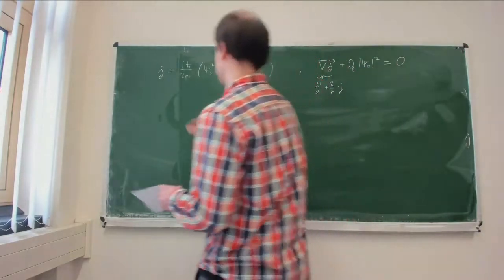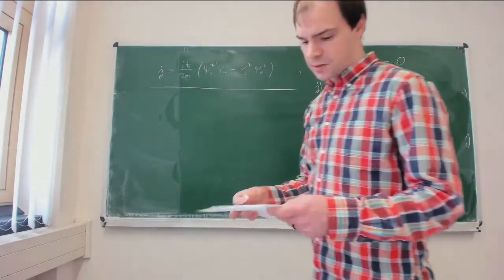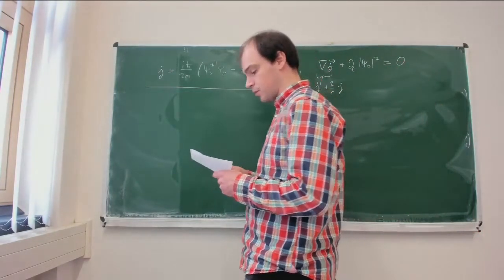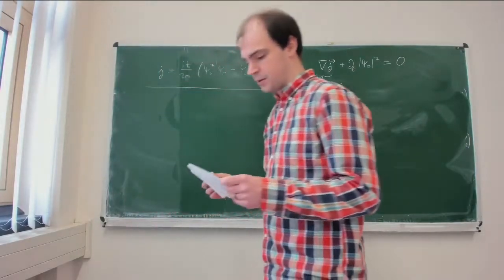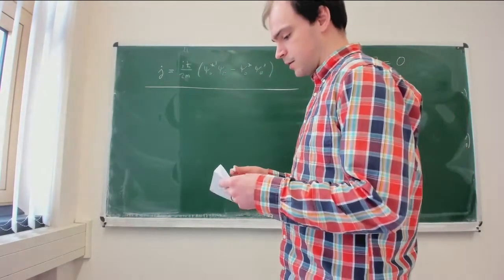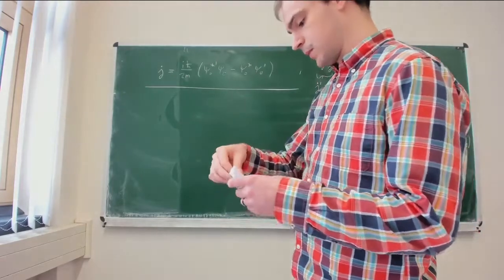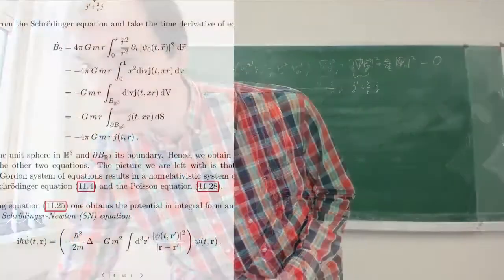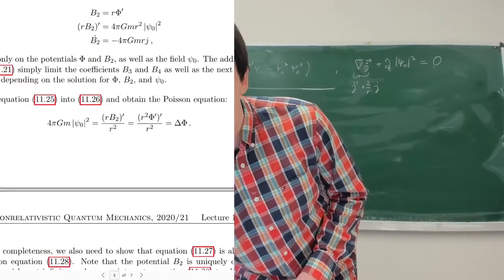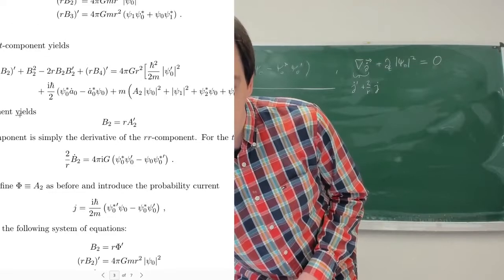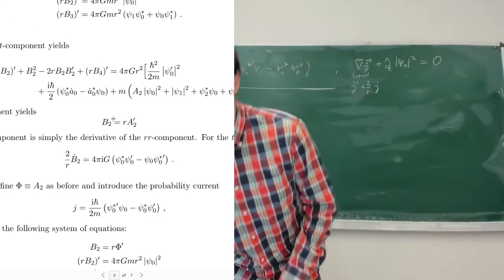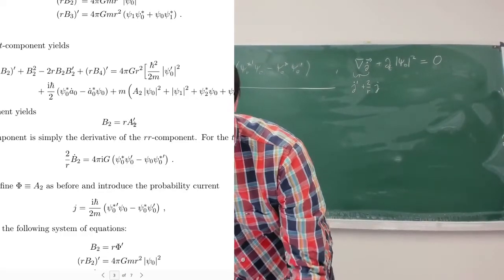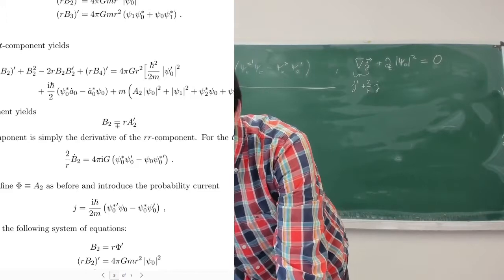And now we can use this to simplify the equations that we have. So the first equation that we find, which comes out of the RR component, at n equals 3, we find B2 equals R A2 prime for the RR component.